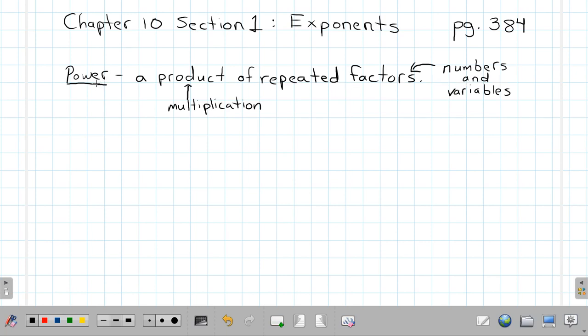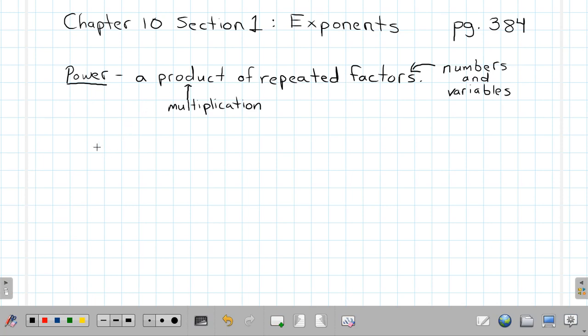So if we look at this definition again, we have a product, so we're multiplying a bunch of different numbers and a bunch of numbers and variables together. But in this case, it's going to be a repeated number or variable. So it's going to be the same number and variable over and over and over again.